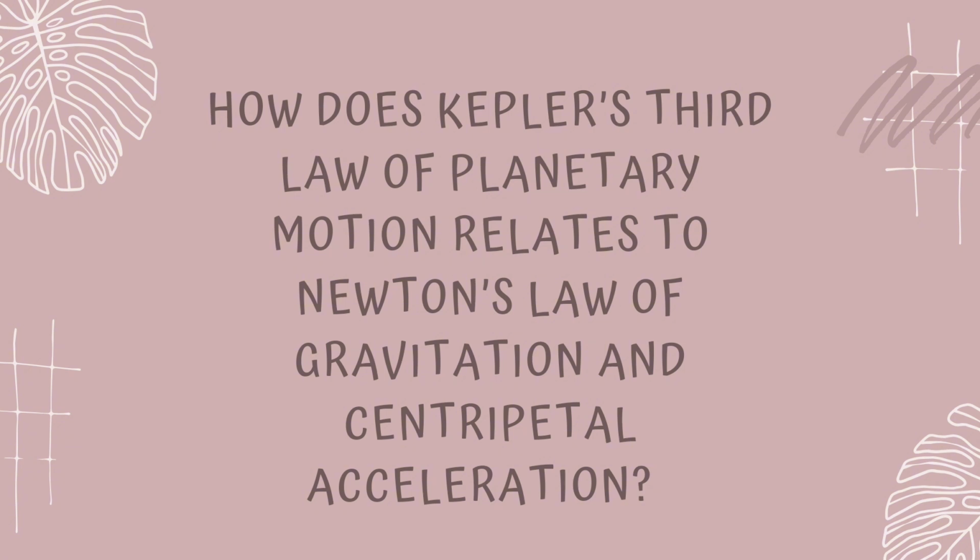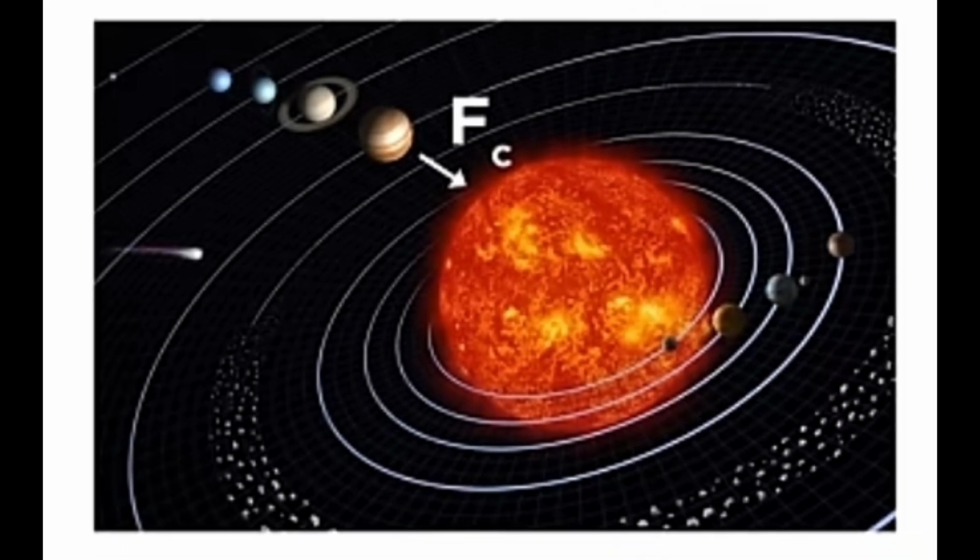Now, let's talk about centripetal acceleration. When an object, like a planet, moves in a circular path, it needs an inward force to keep it moving along that curve. Otherwise, it would fly off in a straight line. For a planet orbiting the Sun, this inward or centripetal force is provided by gravity. In other words, the Sun's gravitational pull acts as the force that keeps the planet in its orbit.